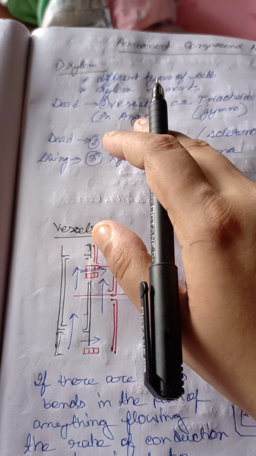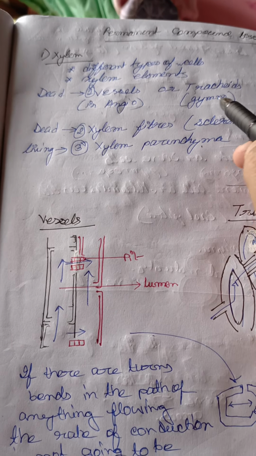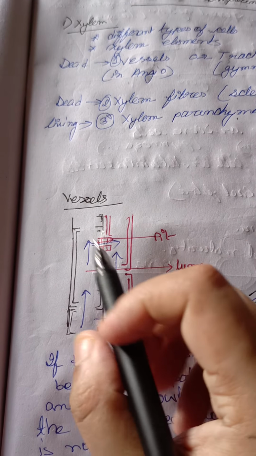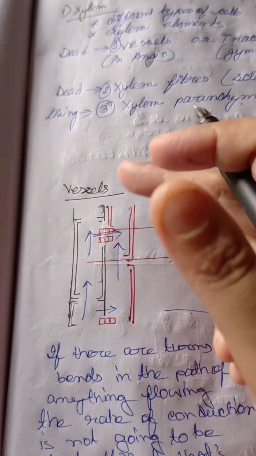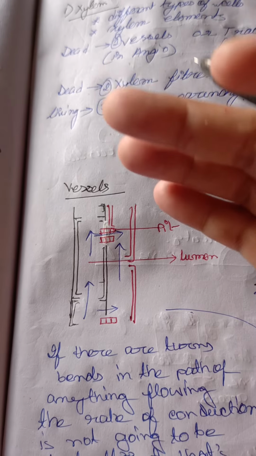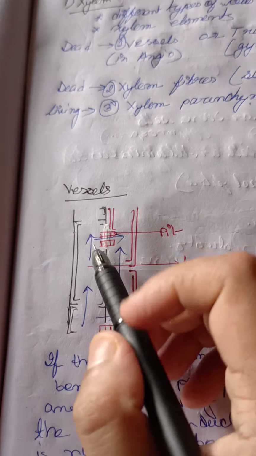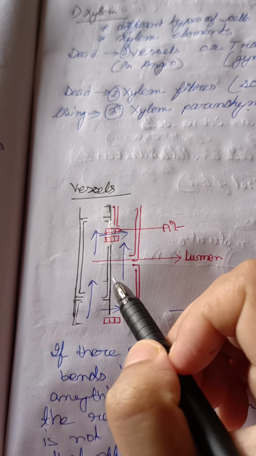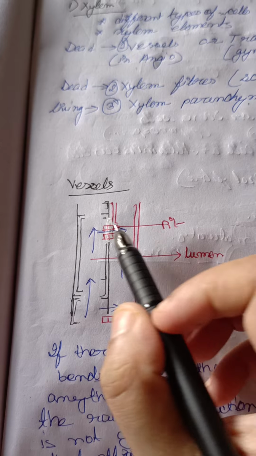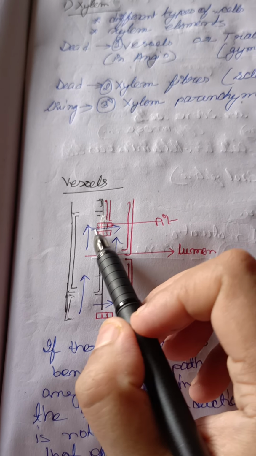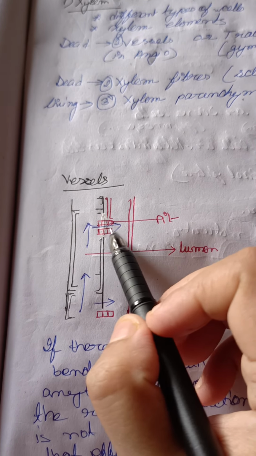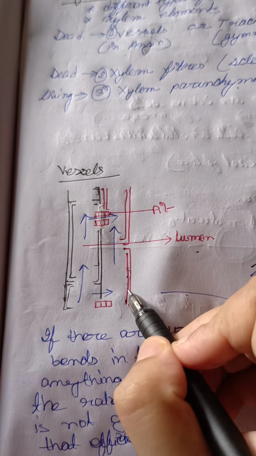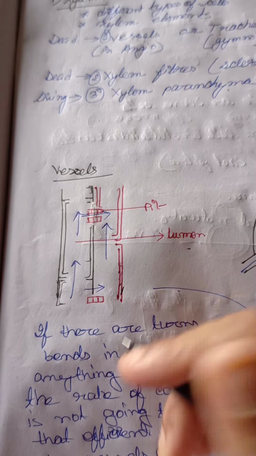Vessel is for angiosperms, tracheids for gymnosperms. You see the structure of vessels. Vessels are tube-like structures, one cell above another cell. In this way they are arranged. But you see there are also some side by side cells, right? Between two cells there is a pit, meaning the connection between these two cells we call the pit, and these are the lumen, and here is the lignin deposition, right? That's why they are dead cells.